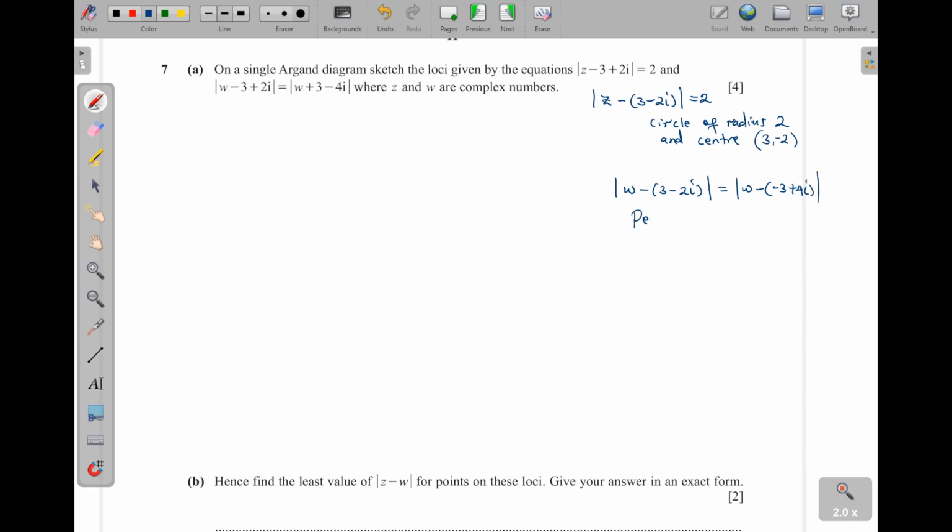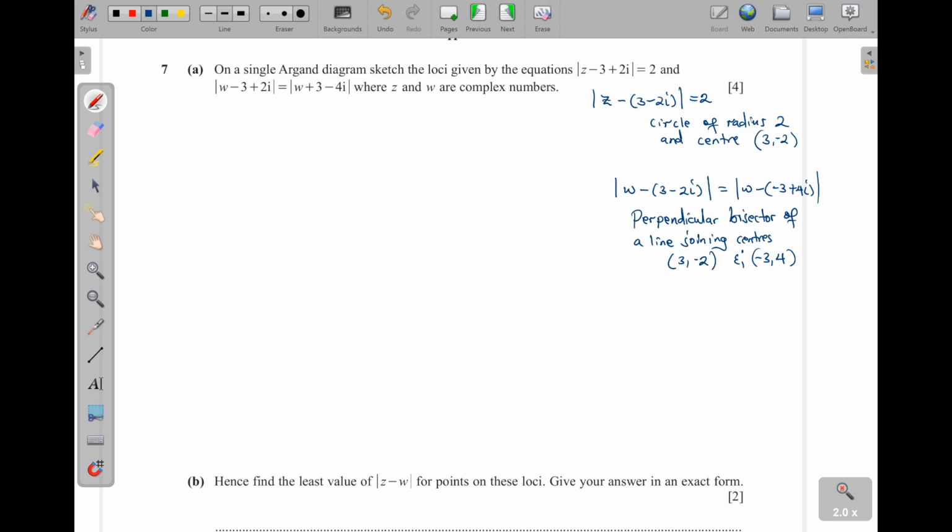So we are looking at a perpendicular. Remember, a locus of points, the points can lie on a straight line or they can be on a curve. Okay, then so this is the perpendicular bisector of a line joining centers. The centers we have are 3, then negative 2, and then the other one is negative 3 and then 4. You see that? All right.